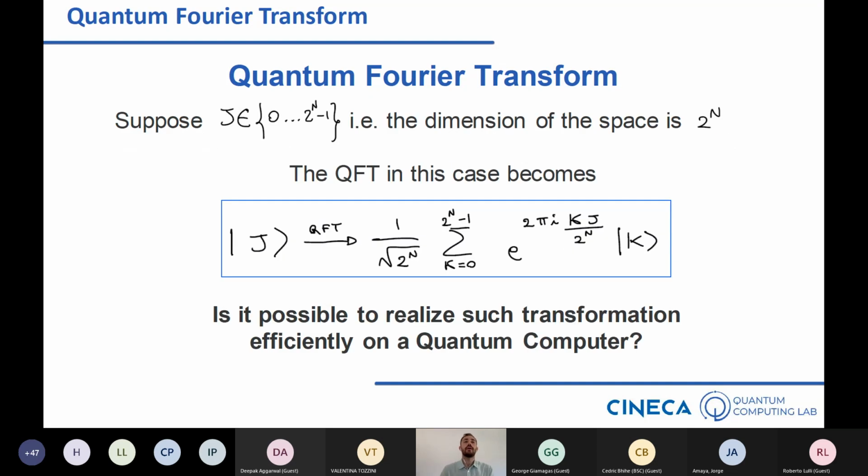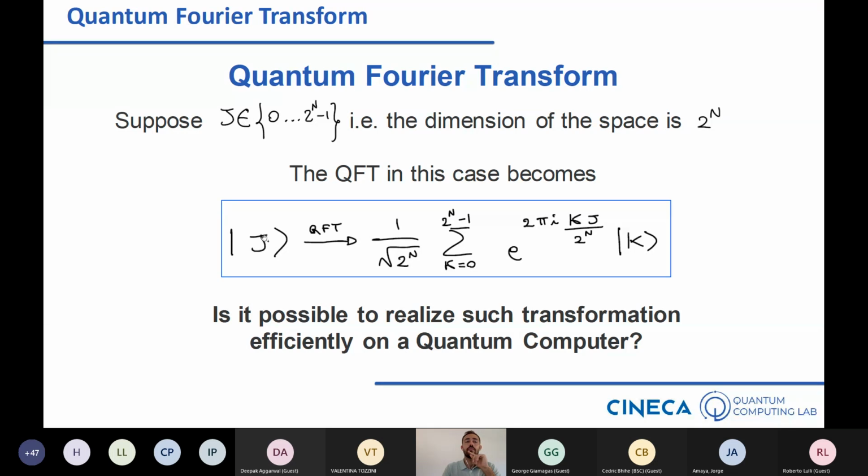Okay, suppose now that I have a number j that belongs to the set 0 to 2 to the n minus 1. So it could be any number in this set. If n is 10, it could be 2 to the 10 minus 1 at most. The number of elements in this set is 2 to the n. So j is just a number.